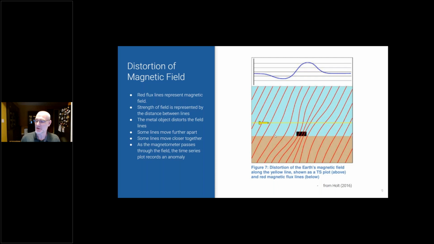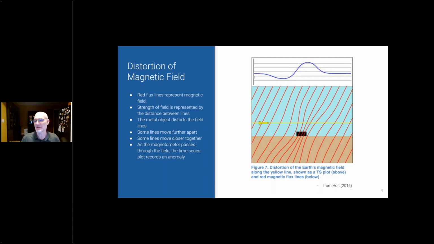So what we've got here is a cartoon that shows seawater up above and a seabed down below and a ferrous object here in black. And we have these magnetic flux lines in red. And we're towing our magnetometer through the magnetic flux lines. The object, because it's made of metal, is distorting the magnetic field. And where the lines pull apart, the distance between the lines represents the strength of the magnetic field. Where those lines get distorted or pulled apart, the magnetic field is slightly weaker. And where those lines pile up on top of each other, the magnetic field is stronger.